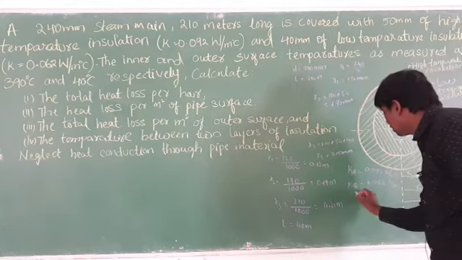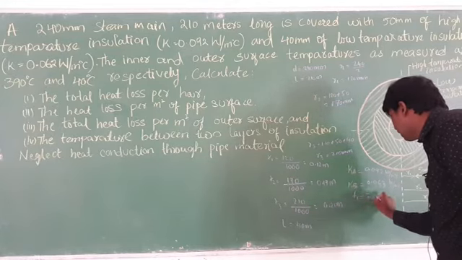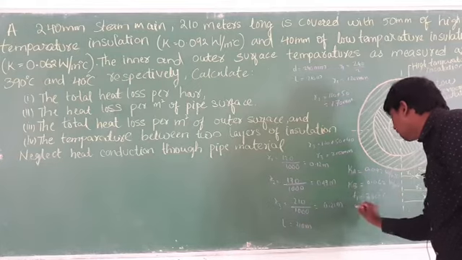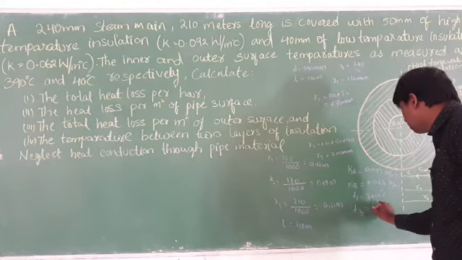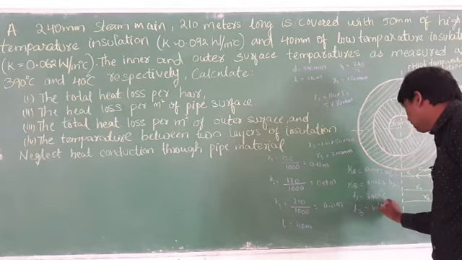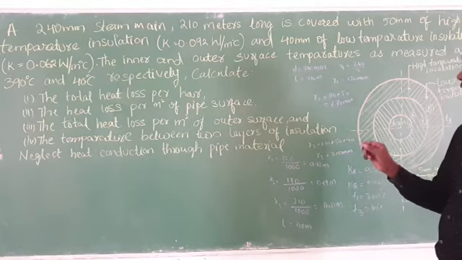So, how much is given? Inner temperature you have to take as T1, which is 390 degree centigrade, and T3, how much is it given? 40 degree centigrade. T1 and T3 respectively, and calculate.